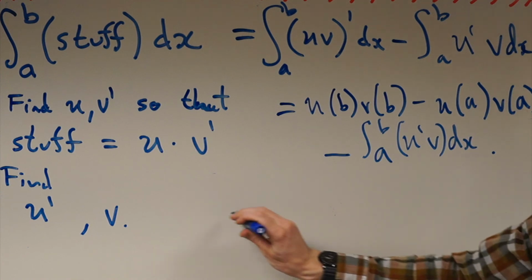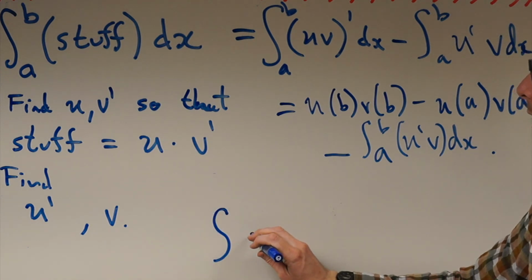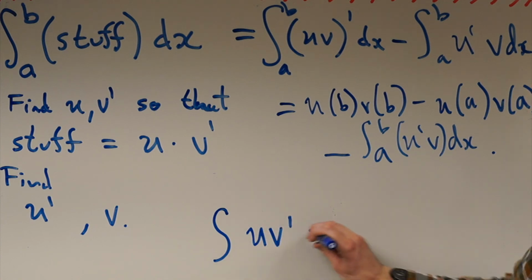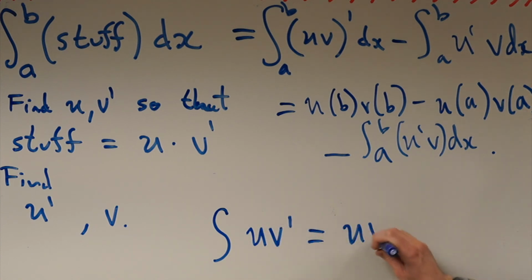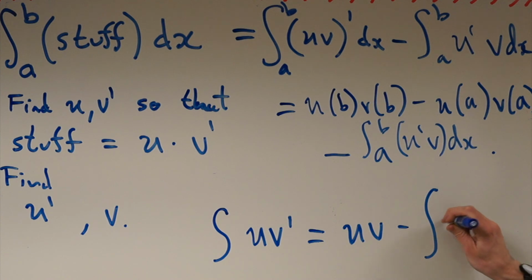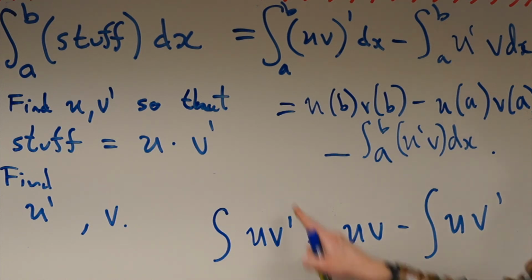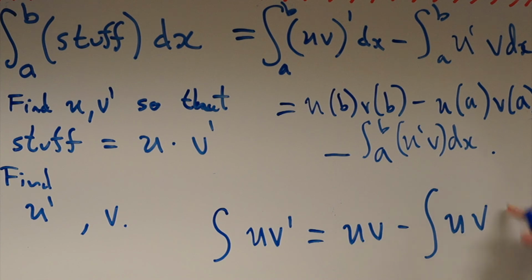So in the end, the formula that people remember is the integral of u times v prime is equal to u times v minus the integral of u prime v. This is the indefinite version. So you can see here, in this integral, the derivative has hopped from the v to the u.